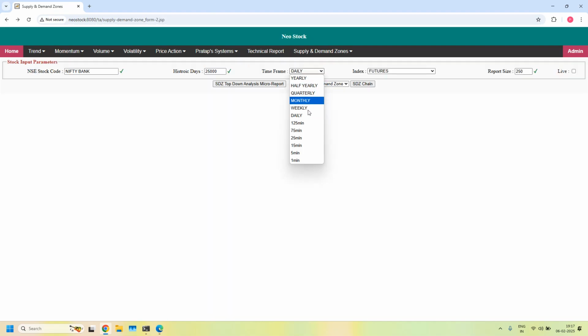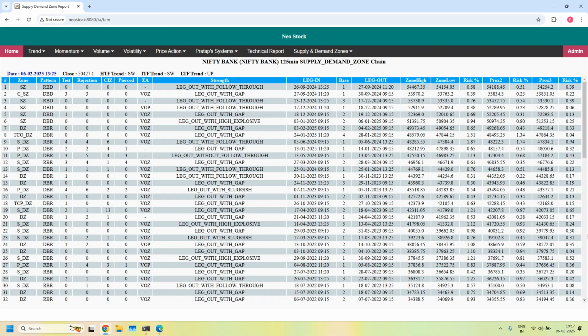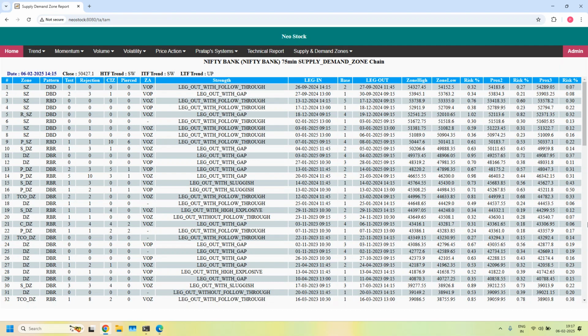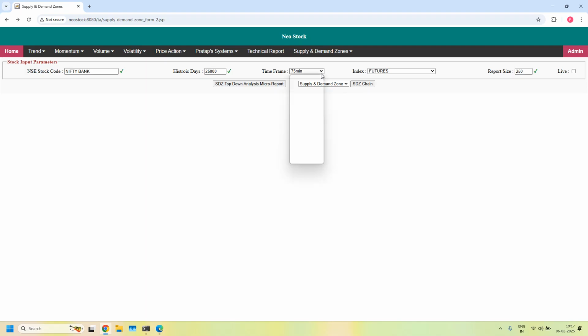Next, 125-minute supply demand zone chain for Bank Nifty. Next, 75 minutes supply demand zone chain for Bank Nifty. Next, 25 minutes supply demand zone chain for Bank Nifty.